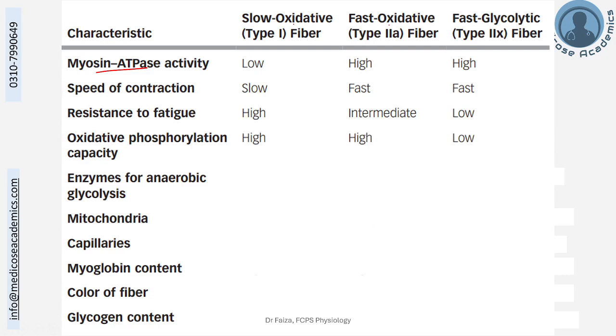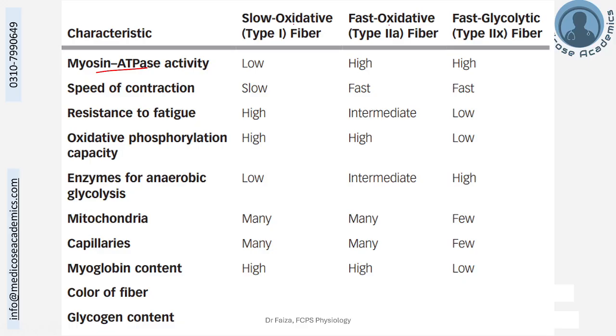Oxidative phosphorylation capacity, of course, is more in oxidative fibers. Anaerobic glycolysis enzymes, of course, are more in glycolytic fibers. Mitochondria are required for oxidative capacity, not for glycolytic, so of course more in oxidative fibers. Capillaries are going to provide oxygen, so again, more in the oxidative type of fibers. Myoglobin stores oxygen, again required by the oxidative fibers.